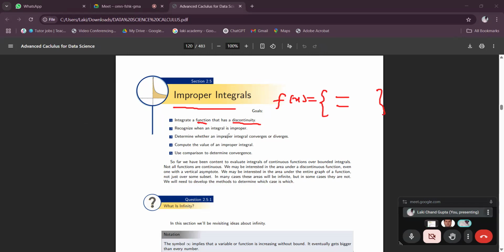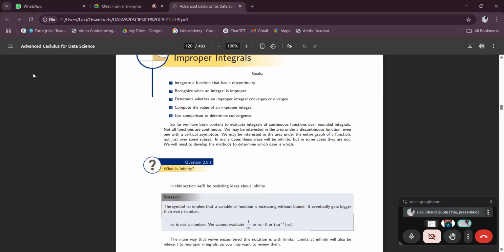Or you can say which type of integration is proper and improper, right? You will also learn whether an integral converges or diverges. Diverges means its value is coming to infinity or minus infinity, and convergence means you will get some constant. And in this chapter, you will also learn how to calculate an improper integral. Okay, let's start. First, we will see what is infinity.